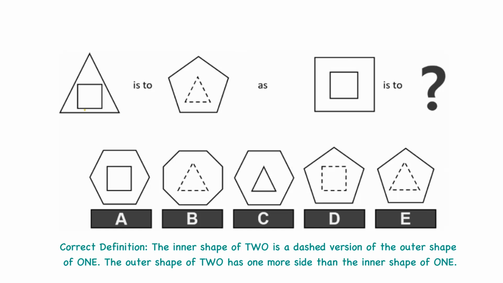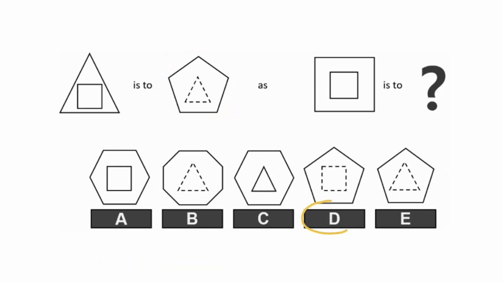And then the inner shape becomes the outer shape with one more side. So in element 1, the inner shape is a square, so it has 4 sides, and therefore the outer shape in element 2 will have one more side, which will be a pentagon, and that's exactly what we see. And this corresponds to answer option D.